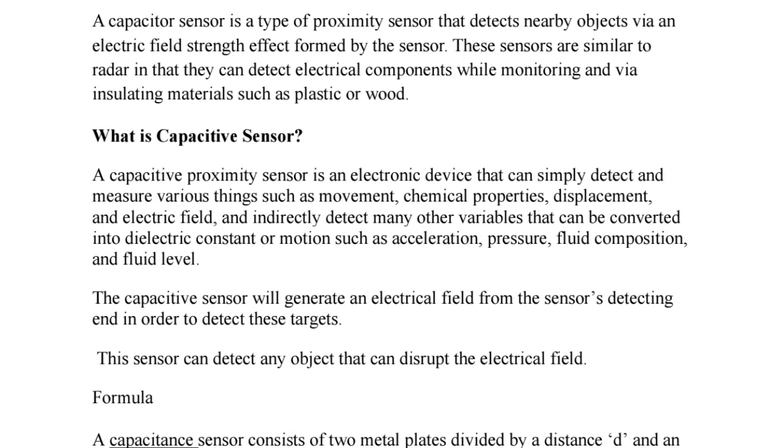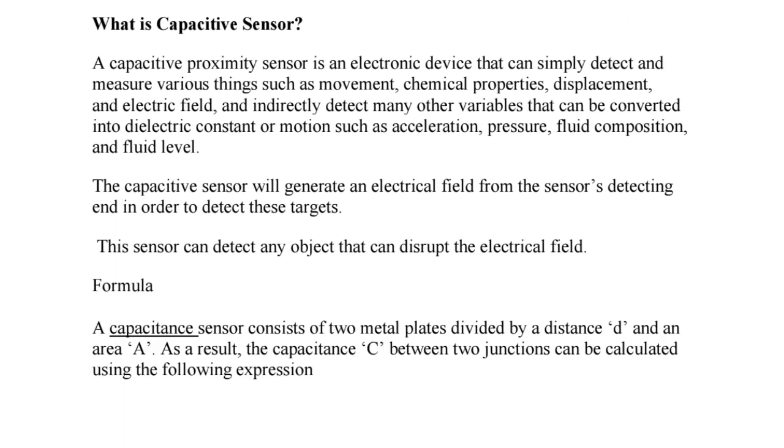So here, the first thing we should know is what a capacitive sensor is in detail. It is mainly used for proximity purposes. It can easily detect and measure various things such as movements, chemical properties, displacement, and electric field. It also indirectly detects many other variables that can be converted into a dielectric component, for example acceleration, pressure, composition, and fluid level. The sensor first generates an electric field in order to detect targets, so it can detect any object that can disturb the electric field.